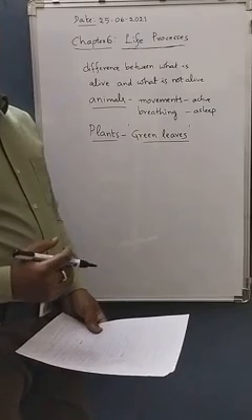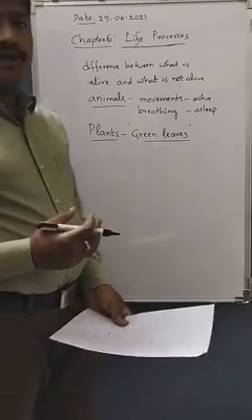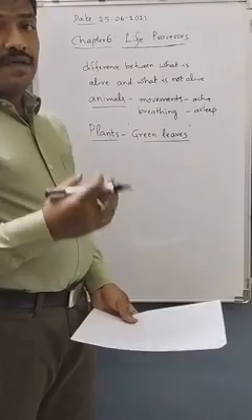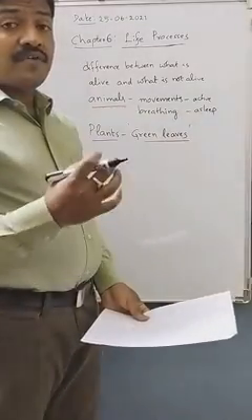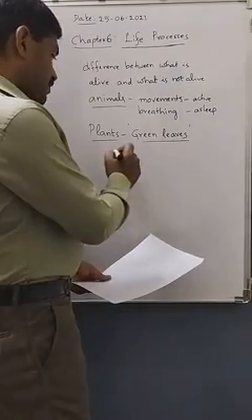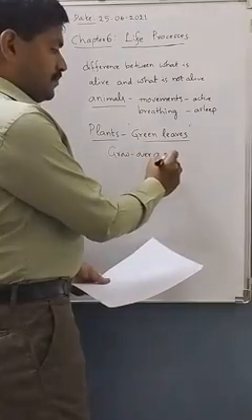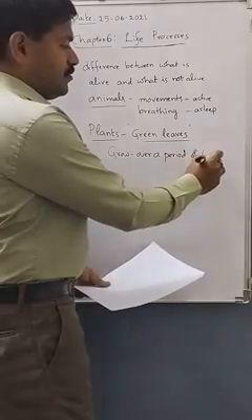But some plants do not have green leaves. What about them? How will you come to know that the plant is alive? By the freshness of the plant, by the water content in the plant. Next, over a period of time, the plant will grow, right? So plants grow over a period of time.